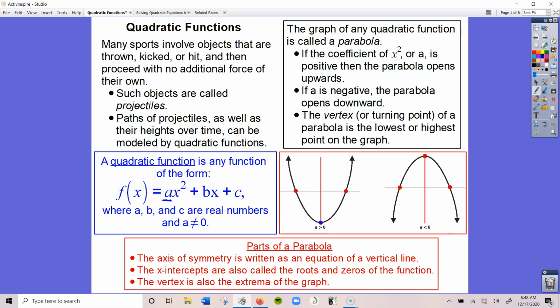Additionally, the point right here in the center of the parabola, this is the vertex. And we're going to spend a lot of time today figuring out how to find the vertex of a parabola so that we can graph.